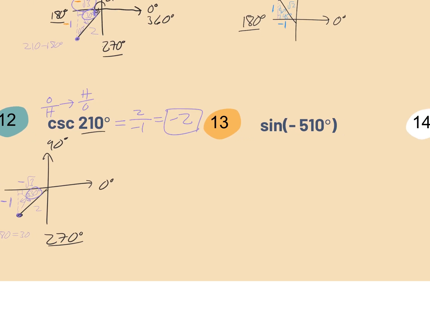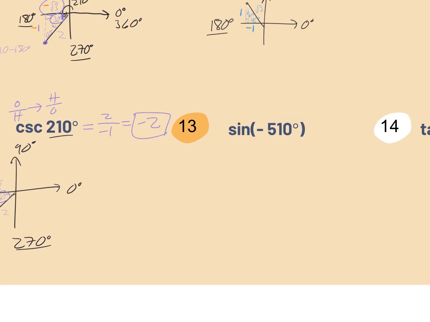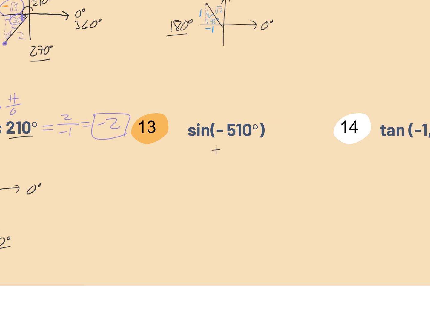Now I'm going to do the same thing with sine of -510. Once again, I don't really know where that is, so I'm going to find a coterminal angle. I'm going to go ahead and add 360 to this. Adding 360 to -510 is going to get you -150. Once again, it's a little bit easier to do this with positive numbers, so I'm going to add 360 again. That's going to get us 210 degrees.